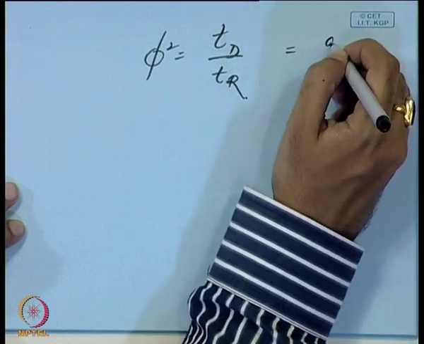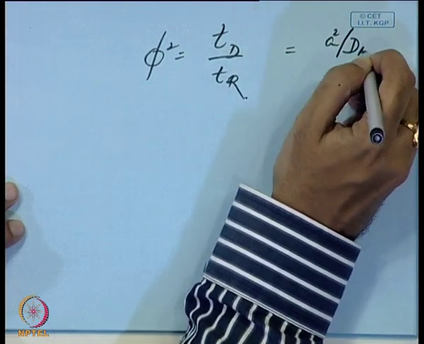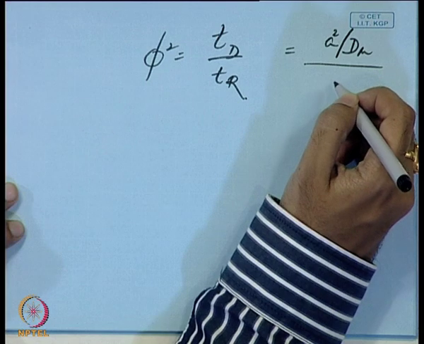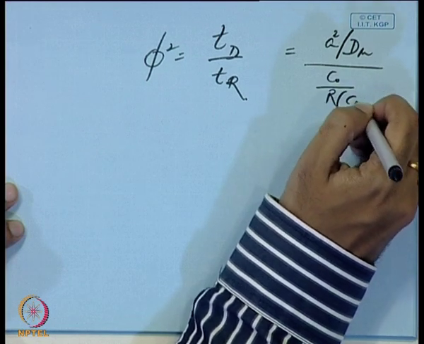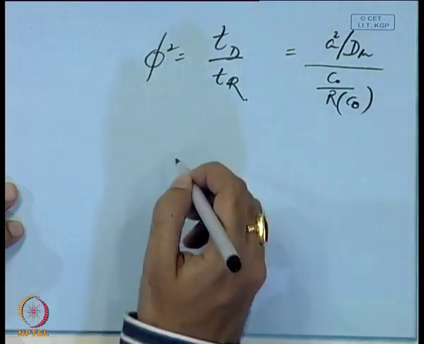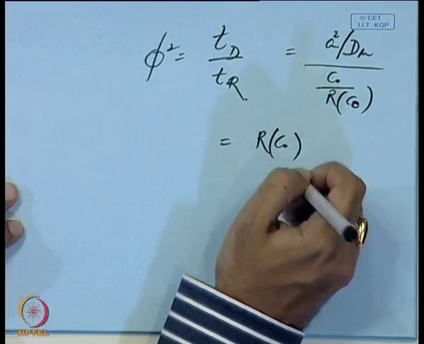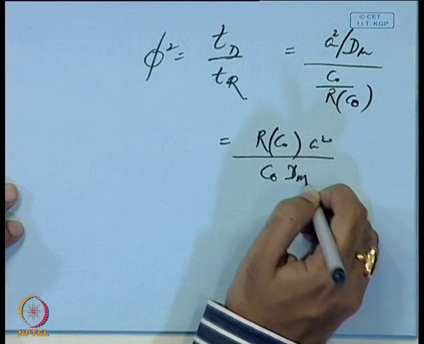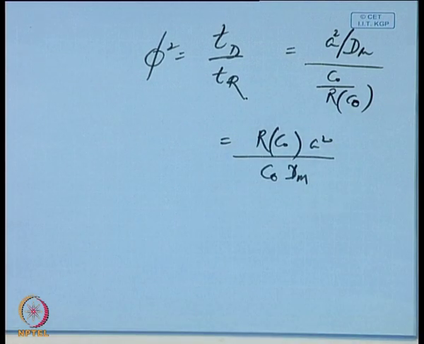Which is A squared over dm, divided by the reaction time. What is the reaction time? C naught over R C naught, right. So, this turns out to be R C naught times A squared over C naught dm. What you find here is that if the reaction rate is faster, the Thiele modulus essentially is proportional to the reaction rate. Now, the question is, what is this reaction rate?